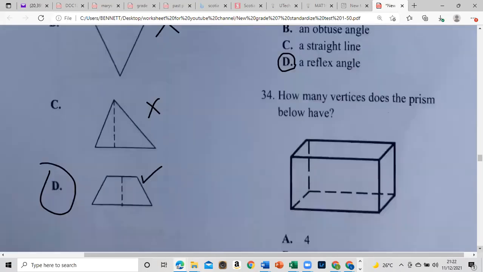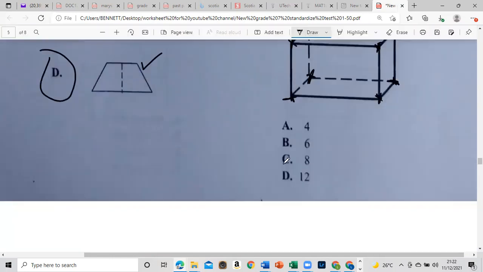How many vertices does the prism below have? Alright, so the vertices is where the lines meet right here. So that's 1, 2 lines meet at the edge. 1, 2, 3, 4, 5, 6, 7, and the last one is 8. So that should be 8. There's no more. Alright, so let's see. Yeah, so it's 8.